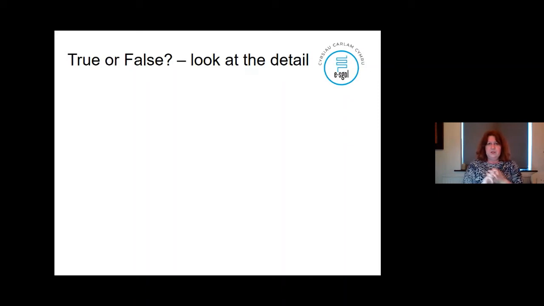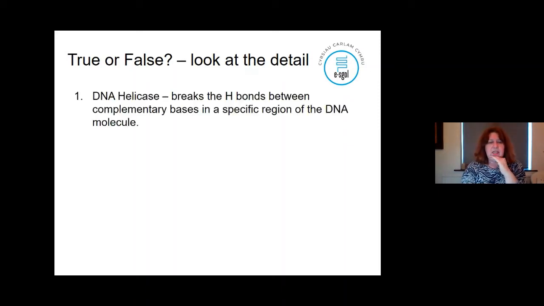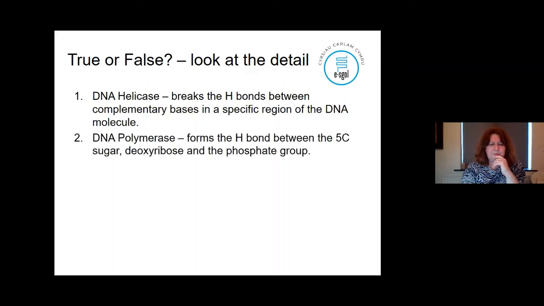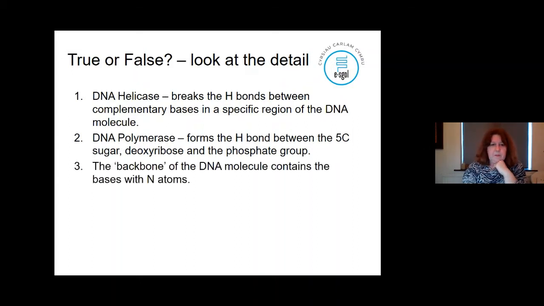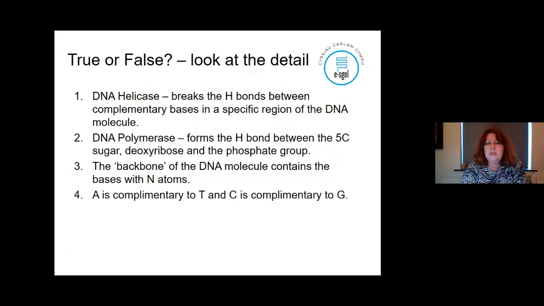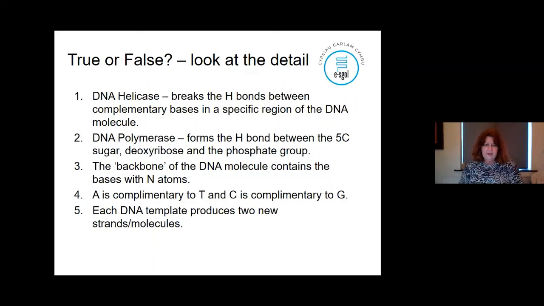because now we're going to do a true or false. I'm going to ask you to think, is this true or false? Number 1: does DNA helicase break the hydrogen bonds between complementary bases in a specific region of DNA? True or false? You can either say this to yourself or you can write it down. Second one, DNA polymerase. This forms the hydrogen bond between the 5-carbon sugar deoxyribose and the phosphate group. True or false? Number 3: the backbone of the DNA molecule contains the bases with nitrogen atoms. True or false? Number 4: A is complementary to T and C is complementary to G. True or false? And then number 5: each DNA template produces 2 new strands.